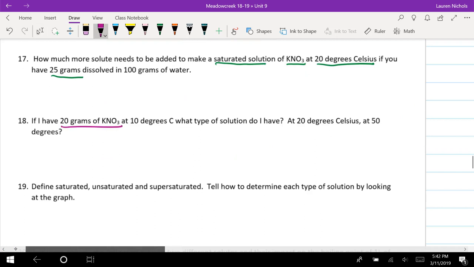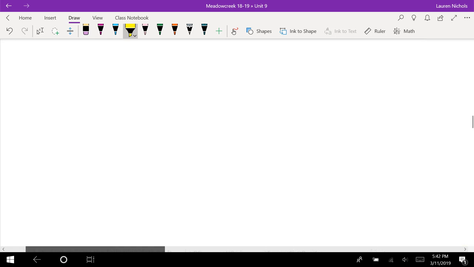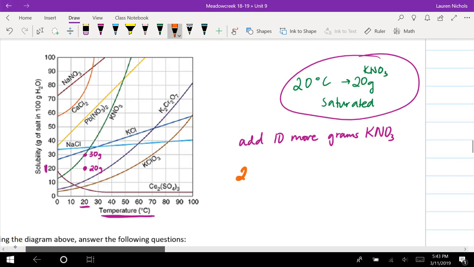If I have 20 grams of KNO3, so we have the same line, at 10 degrees Celsius, what type of solution do I have? And then it says, what about at 20 degrees or at 50 degrees? When you see a question repeat only the last part, that means you keep the first part of it the same, so that 20 grams, and we're just changing the temperature in our question. So let's go back to our graph. They want to know about our 20 grams at 10 degrees Celsius, at 20 degrees Celsius, and at 50 degrees Celsius.